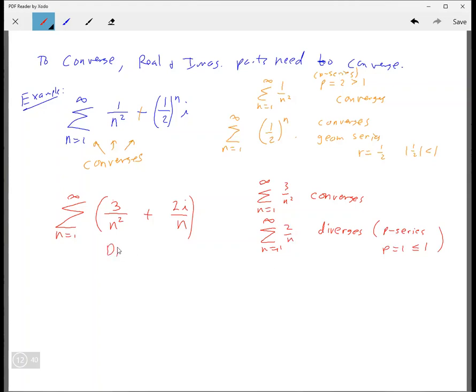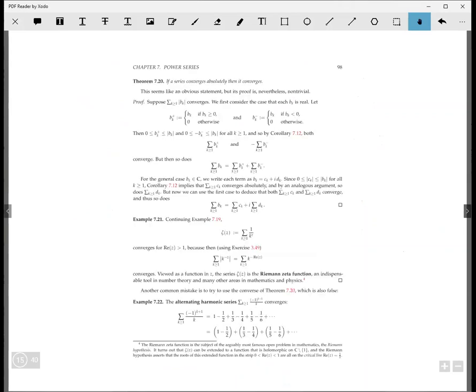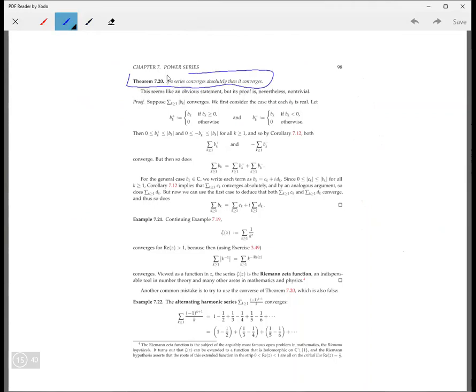So this whole thing diverges because the imaginary part diverges. The real part's fine. It converges, but the imaginary part doesn't. So then the whole thing doesn't converge. Okay, so if you converge absolutely, absolute convergence implies convergence.